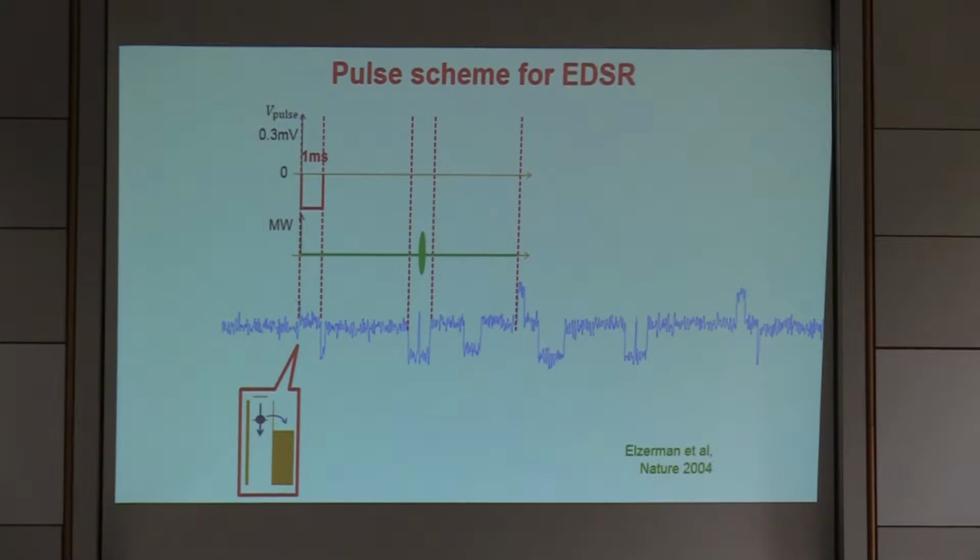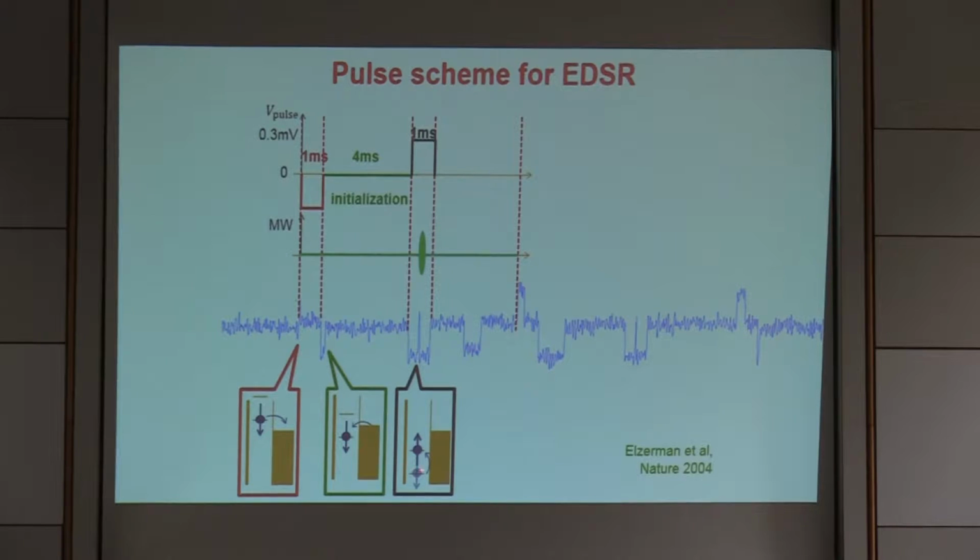So it doesn't matter what spin was inside, the electron will jump out. Then you go in initialization. So now just the spin ground state is below the Fermi level, so you mainly feel spin ground state. Then you go deep inside Coulomb blockade, where you're going to apply the high-power microwave burst. And you do this in order to avoid kicking out the electron due to photon-assisted tunneling.